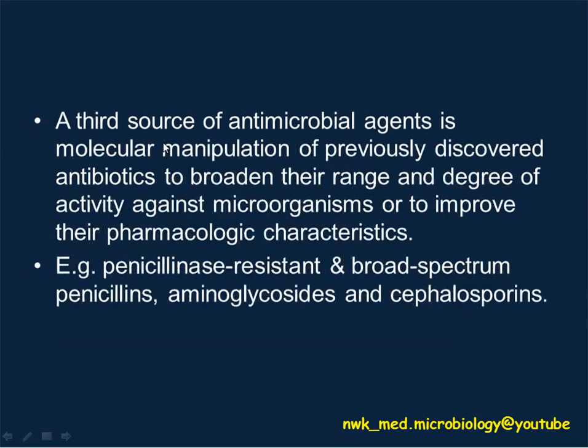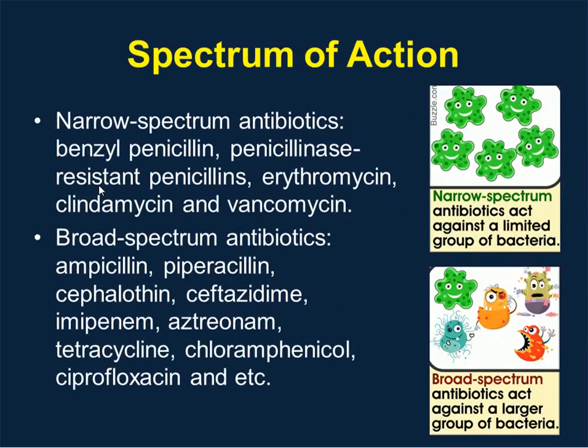The third is the largest group, which normally we produce through molecular manipulation of previously discovered antibiotics, which means you already have one antibiotic. We do some molecular and chemical manipulation to produce a different type of antibiotic. These are the third group of antibiotics. So in summary, there are three sources of antibiotics. First is from fungi, second is from the soil bacteria, Streptomyces, and third is the molecular manipulation of antibiotics. Just now we did talk about spectrum.